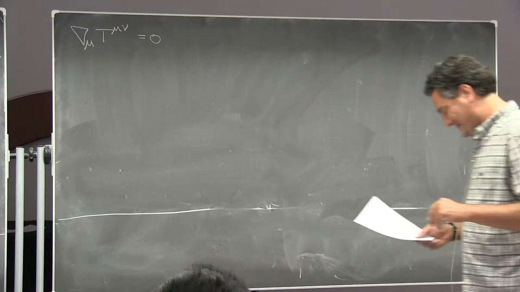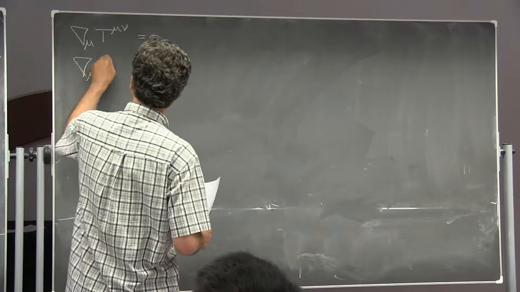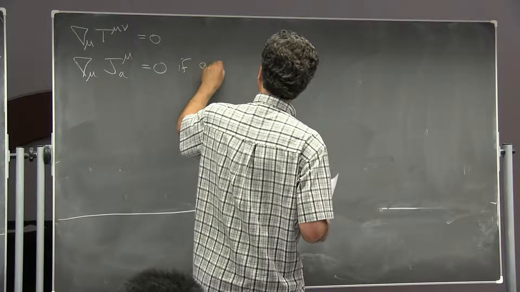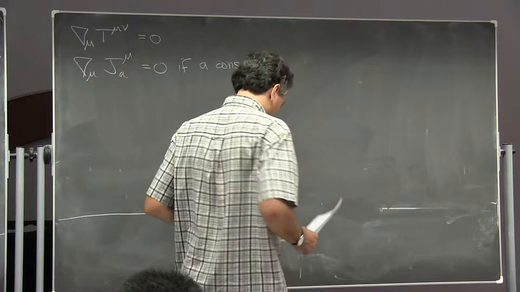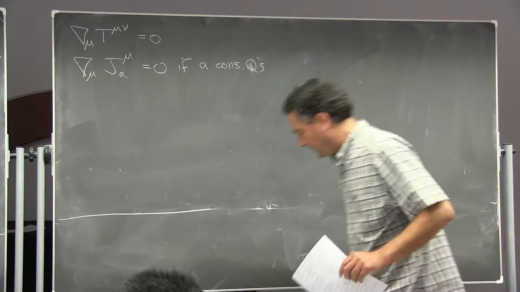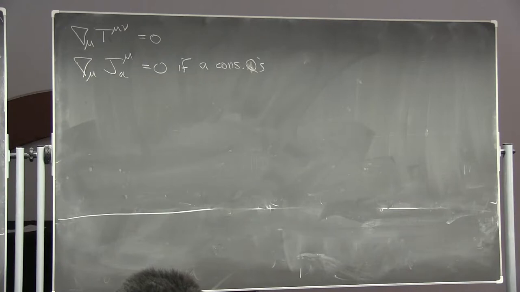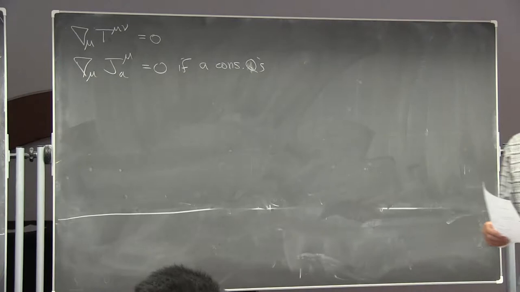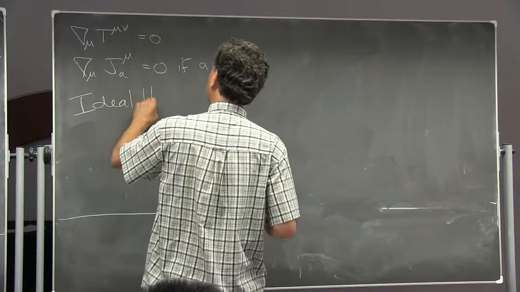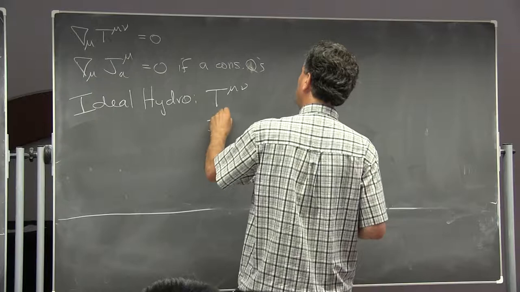So in theories with conserved charges, you also then have the covariant conservation of a current associated to each charge. I'll mostly concentrate on this issue. And at lowest order, ideal hydrodynamics is to assume that T mu nu and J mu have their local equilibrium form.